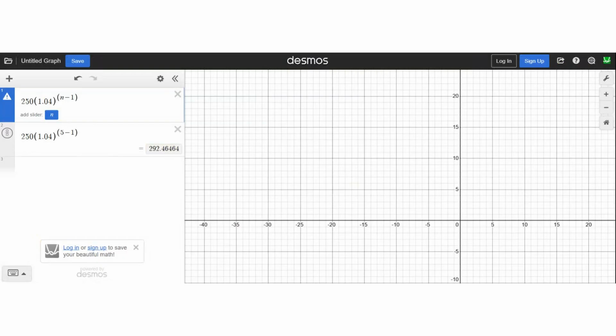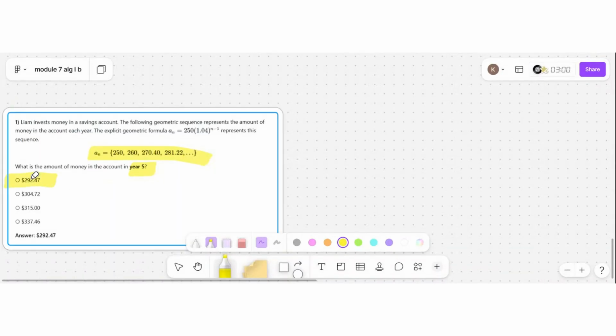An easy way to solve this is to just type in our formula, right? Our geometric formula is 250 times 1.04 to the n minus 1. It wants to know how much there'll be in year 5. We know n is representing year 5, so the easiest way to solve it is to plug in 5 for n. And as you see, it gives us $292.46, which is actually one of our answers right here. So all we did for this one was plug in the 5 for n, and it gave us the answer. That's how you can solve this one.